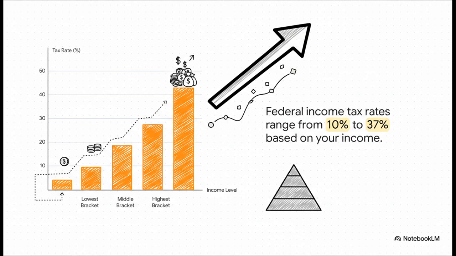And here's something critical to understand. If you move into a higher tax bracket, it does not mean all of your income is now taxed at that higher rate. No way. It only applies to the money you earn inside that specific bracket. It's a marginal system. Right now, those rates go from a floor of 10% all the way up to a ceiling of 37% for the highest earners.